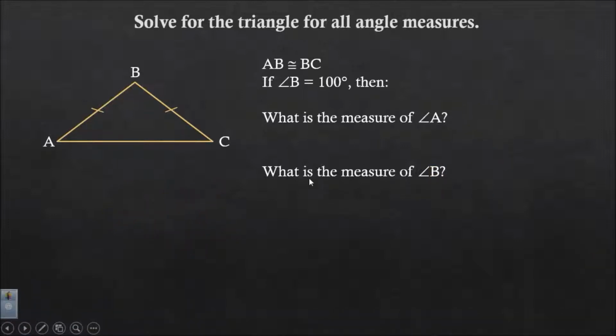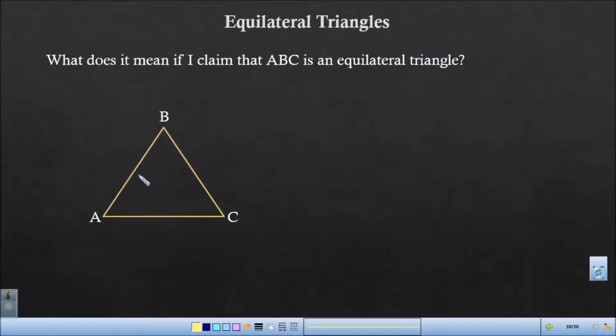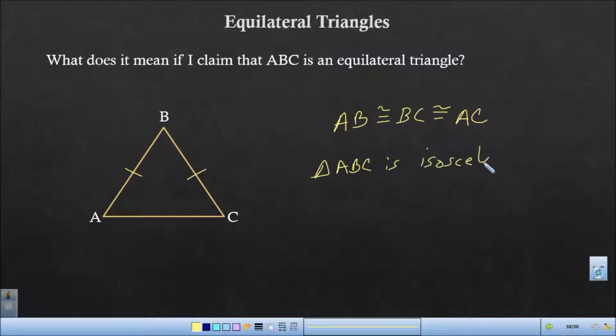Okay, so what does it mean to say that a triangle is equilateral? Basically, it means that the three sides are congruent to one another. AB is congruent to BC is congruent to AC. Incidentally, it also means that we have several versions of isosceles triangles. So triangle ABC is also isosceles. It's isosceles this way, it's isosceles this way, and it's isosceles this way. Just depends on your perspective.